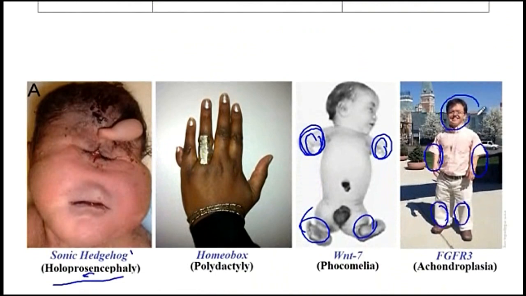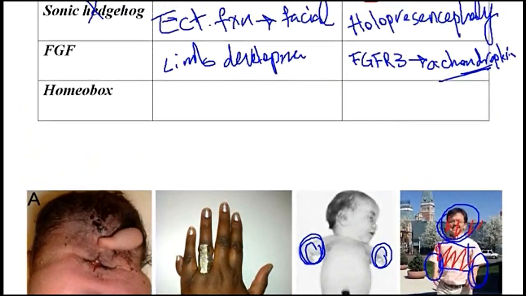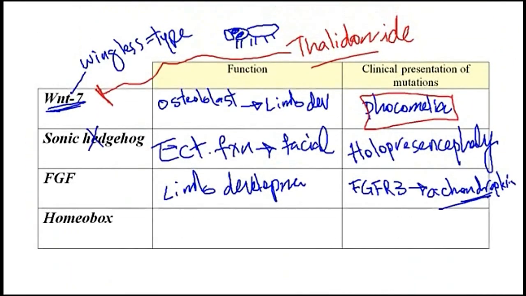However, note that the size of the face and the chest, since it's being controlled by membranous ossification, remains normal. So the fibroblast growth factor receptor is only affecting the long bones, versus the head and the chest, which remain normal in these patients.